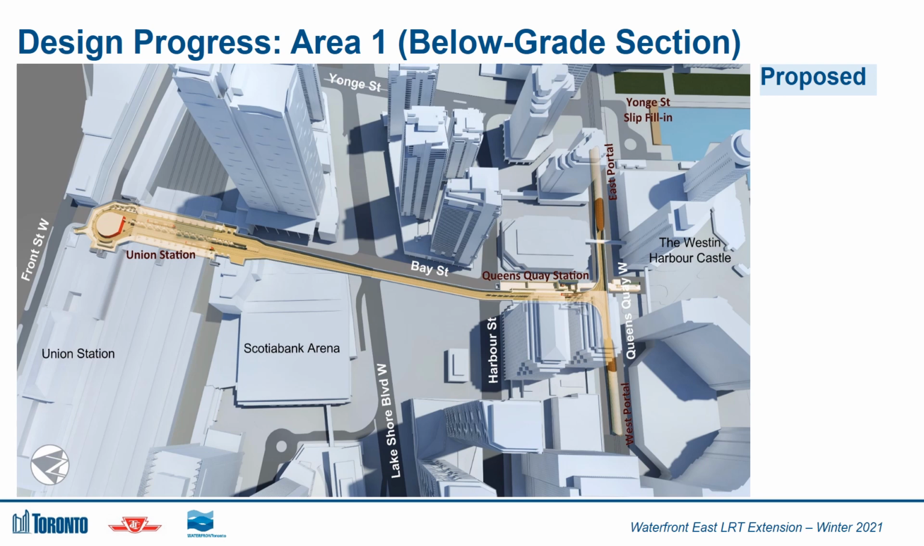To accommodate new streetcar service to the East Bayfront area of the waterfront, the overall scope of work for the below-grade section includes significant expansion of the two existing underground stations, new running tunnel and portal structure along Queens Quay between Bay and Yonge Street, track works within the tunnel and portal structures, and finally, reinstating all roadworks in the affected areas.